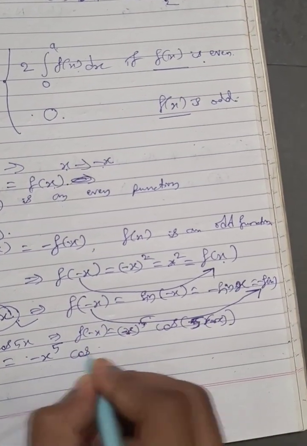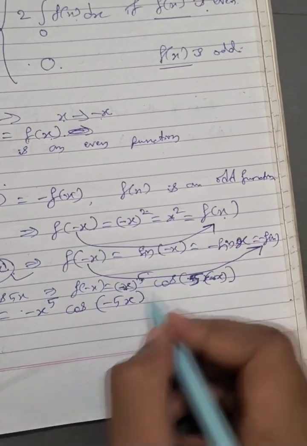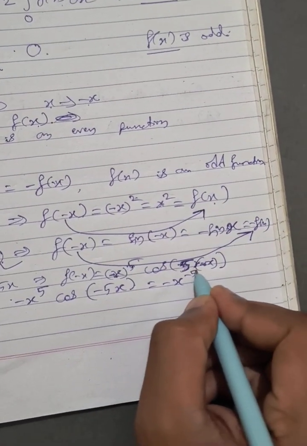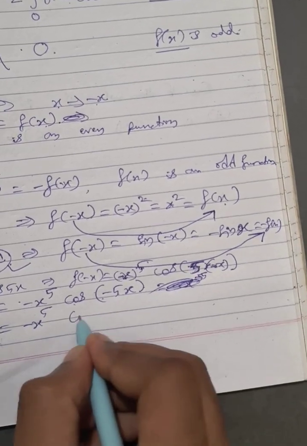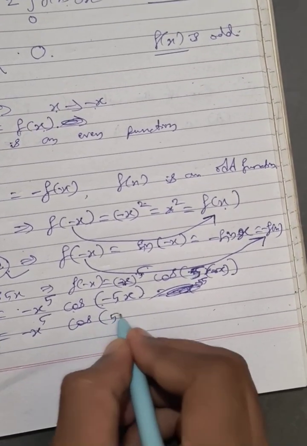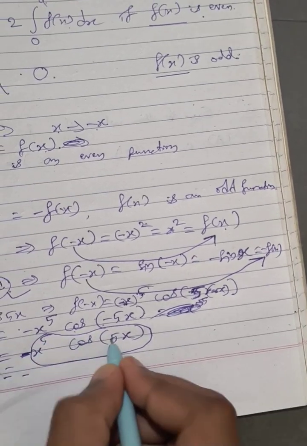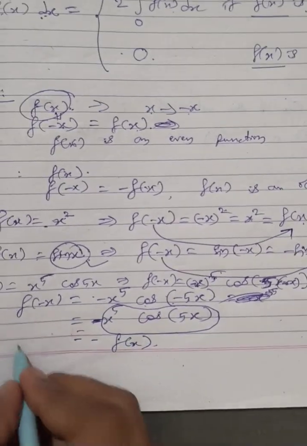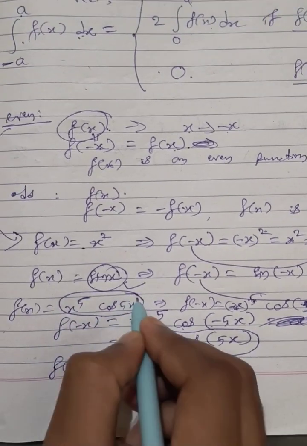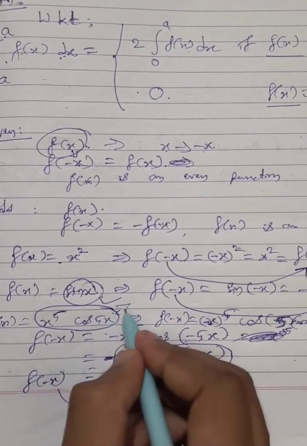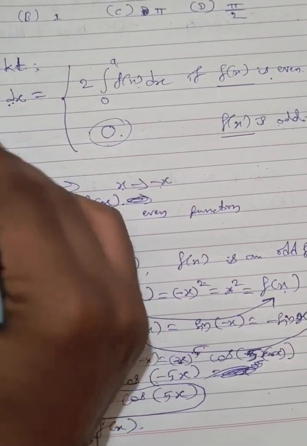Similarly, multiplying the 5 inside, this becomes cos of minus 5x. Keeping minus x raised to 5 as it is, cos of minus theta is cos theta only, because cosine is an even function, so we get cos 5x. We have the minus sign as it is. And x raised to 5 cos 5x is f of x only. So if you replace x by minus x, we get minus f of x. Therefore this function is an odd function. Since this function is odd, using this property, the value of this definite integral directly becomes 0.